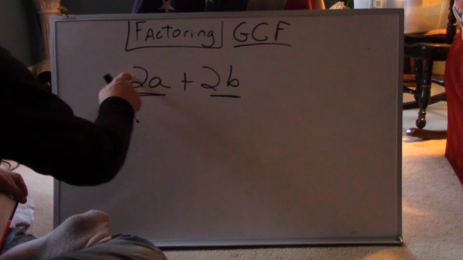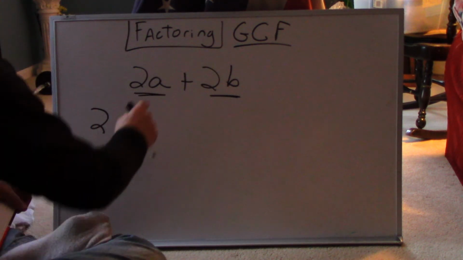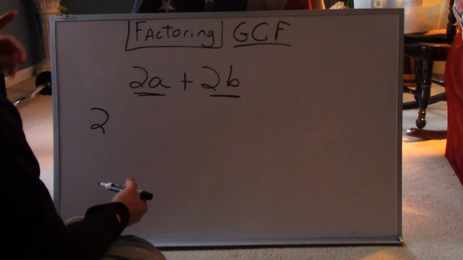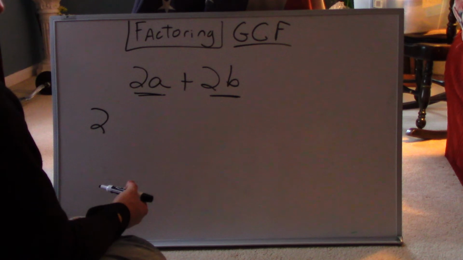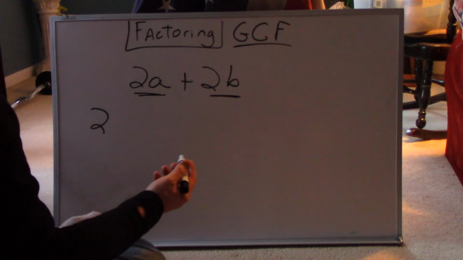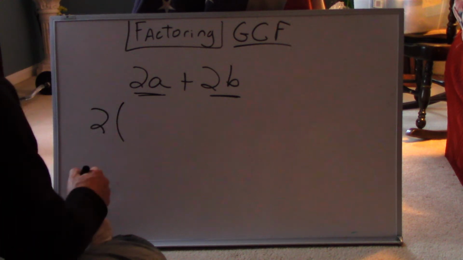So what could go into 2 and 2? Obviously 2. What could go into a and b? Nothing, because it has to be able to go into both. A can go into a, but a can't go into b. And b can go into b, but b can't go into a. So we can't use the variables. It's just 2. Now I divide.